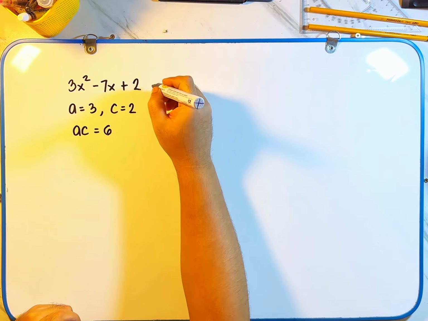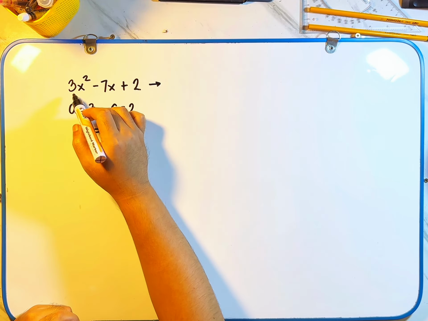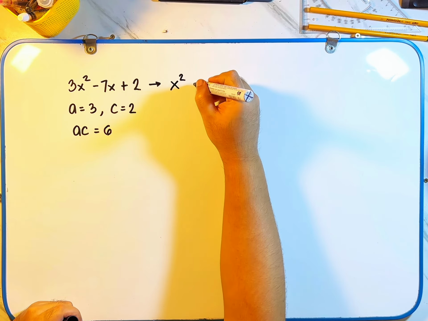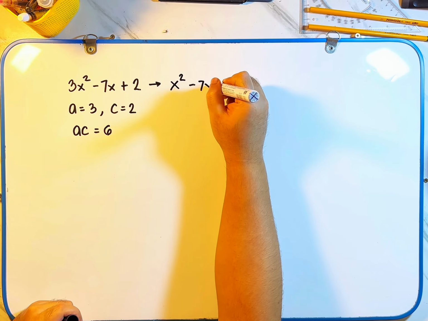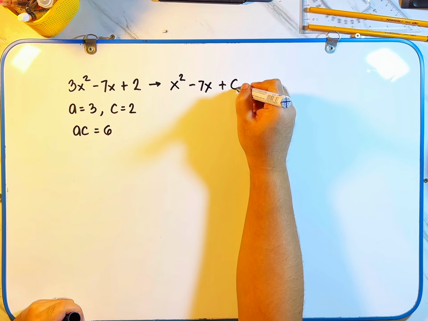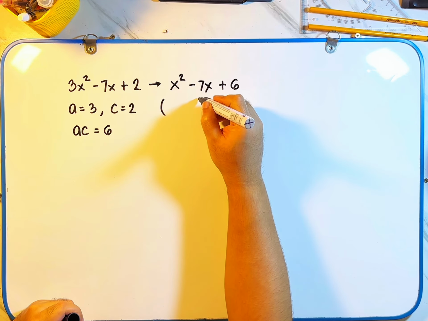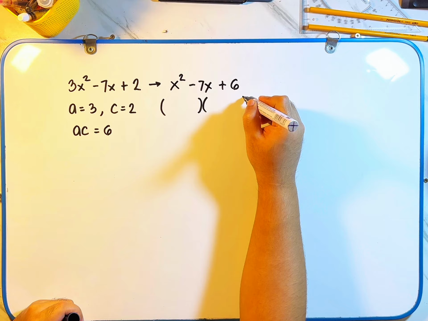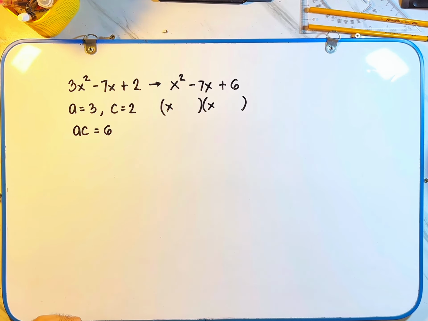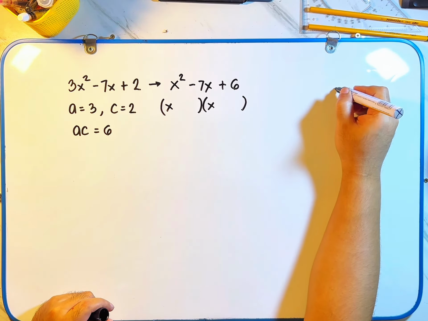Next, let us rewrite. Remove the leading coefficient 3. Therefore, we have x squared and then minus 7x and then replace 2 with 6. The factored form is the product of two binomials, x here and x here. Okay, the constant term is 6.